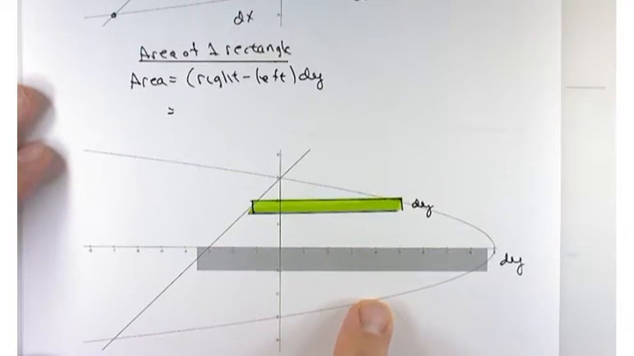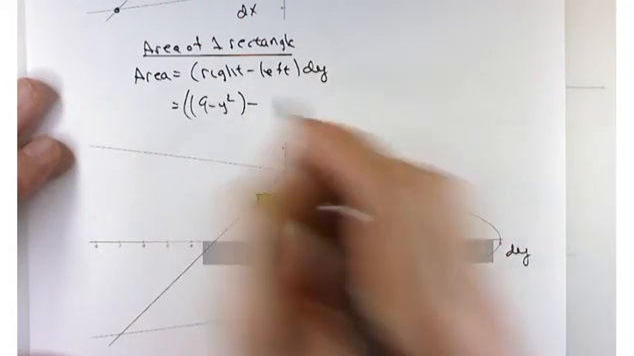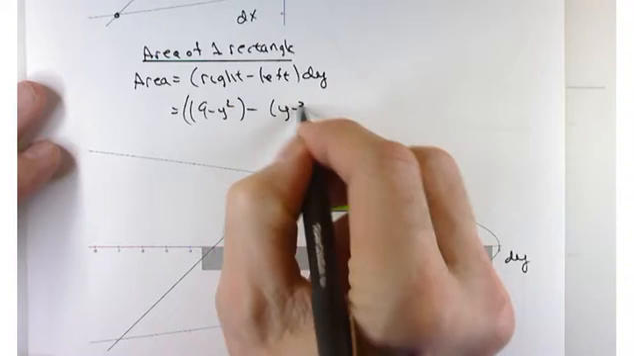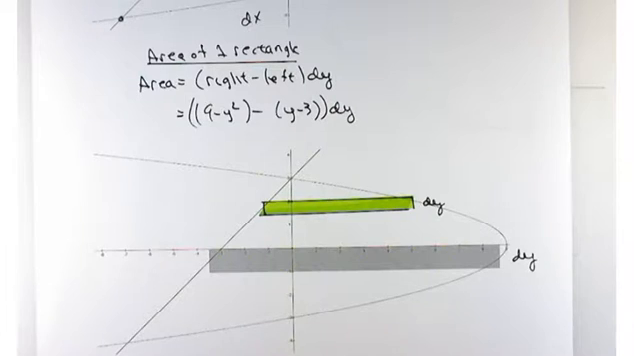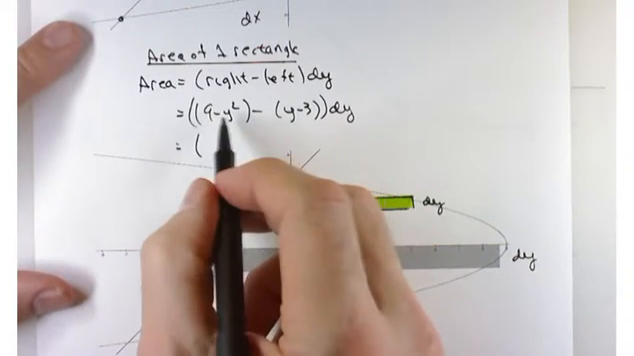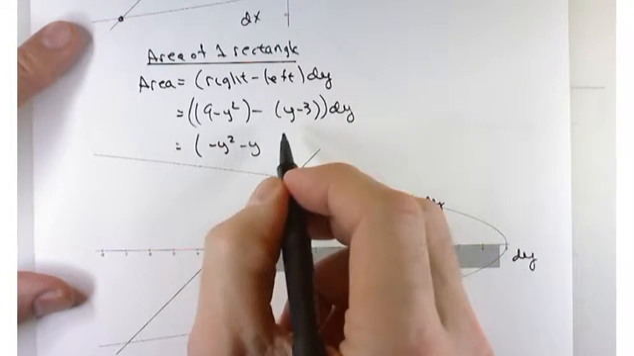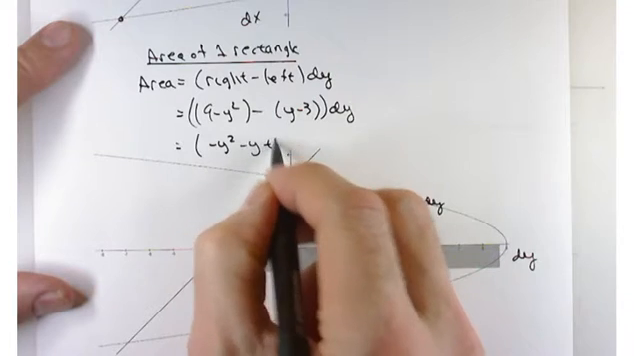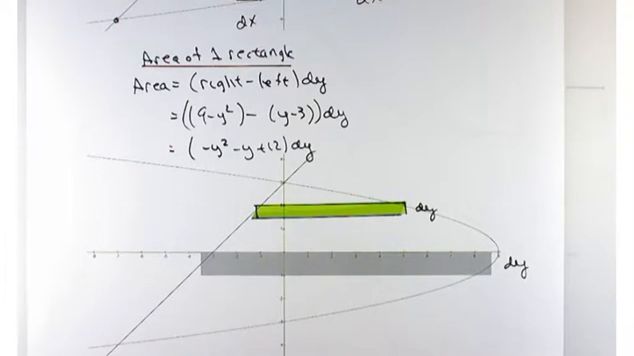In this particular case, the rightmost function is the parabola, so it's going to be 9 minus y squared minus the leftmost function, which is going to be y minus 3. If I distribute and then collect like terms, let's see, what will I get? I'll end up with a minus y squared and then a minus y and a plus 12. So that's the area of one rectangle. That's your integrand. That's 3 points right there, if you can get that set up correctly.